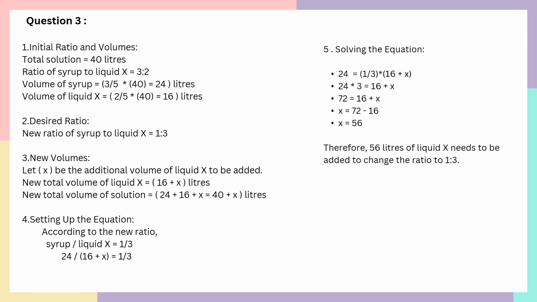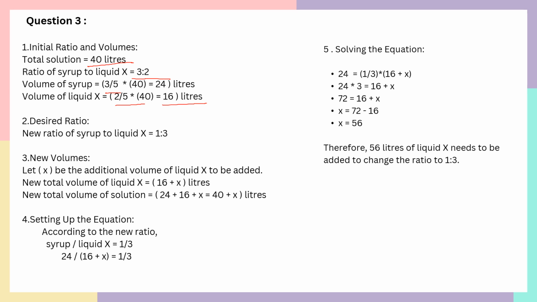In this question, we are given that the total solution is 40 liters and the ratio of syrup to the liquid initially was 3:2. By using this ratio, we can calculate the volume of syrup and the volume of liquid. We take 3/5 of 40 liters, which is 24 liters, and 2/5 of 40 liters for liquid X, which is 16 liters.